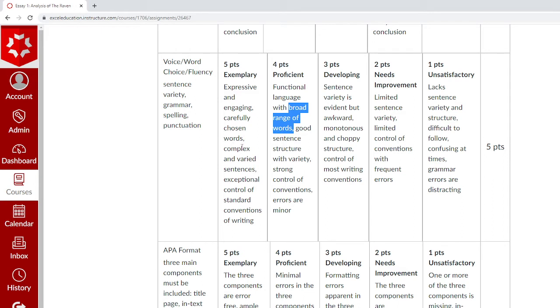Or it also describes carefully chosen words under 5. So that means that you're going to want to use them correctly if you're going to be using some maybe higher level word choice.